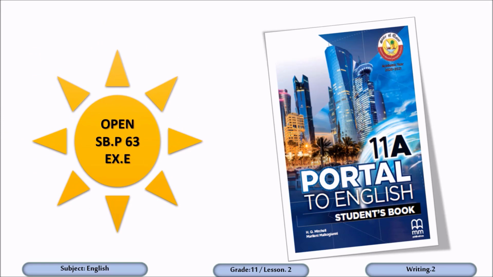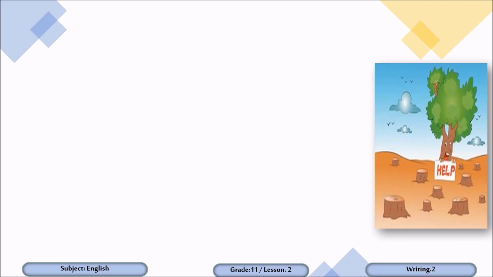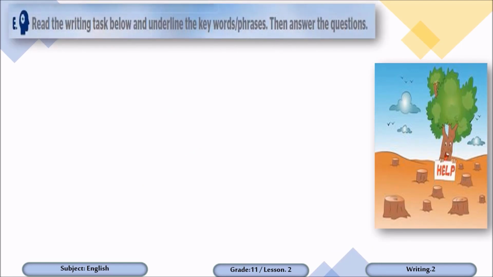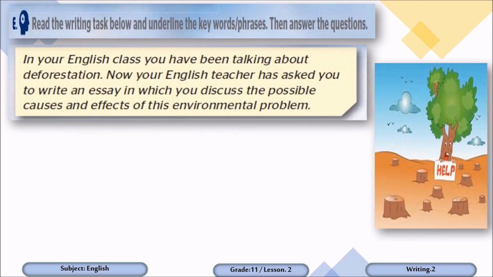Dear students, now open a student's book, page 63, exercise E. Now let's read the writing task and underline the keywords or phrases, then answer the questions. In your English class, you have been talking about deforestation. Now your English teacher has asked you to write an essay in which you discuss the possible causes and effects of this environmental problem. Dear students, please read the writing task again and try to underline the keywords and phrases.